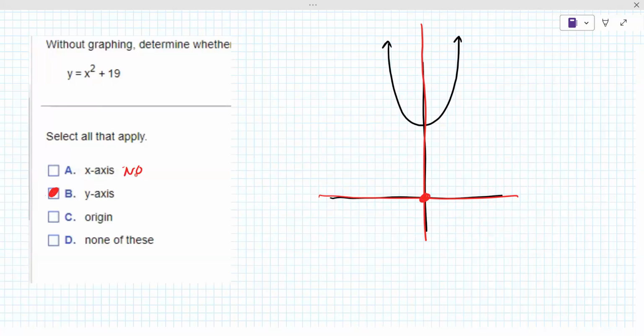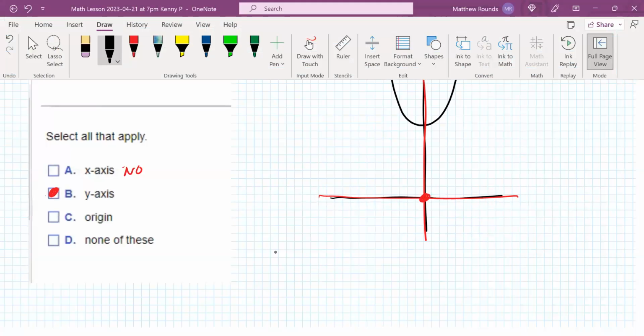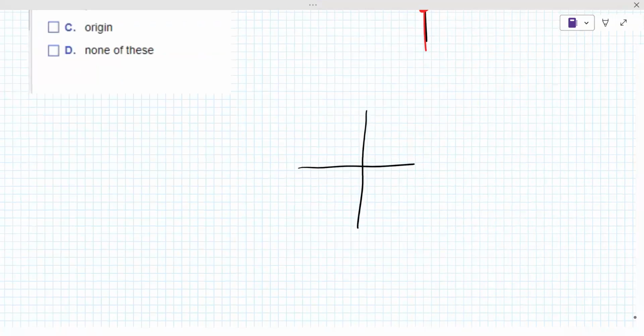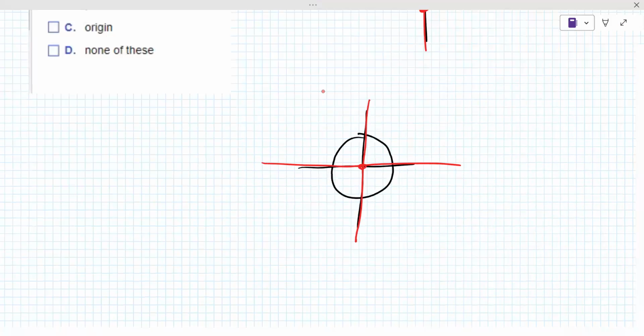So if it was on the origin, then I'd include C. Yeah, right? So the one that would satisfy all 3 of them is a circle, because if you draw any line, vertical, horizontal, or the point, it's going to be right on there. Okay, I'm gonna do the screen share thing. Okay.